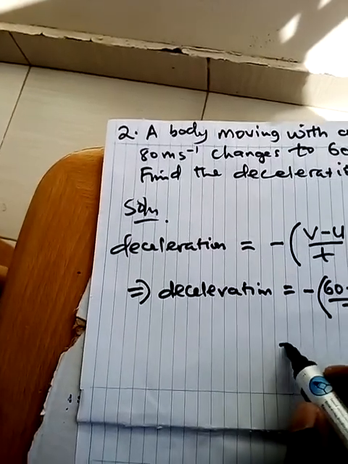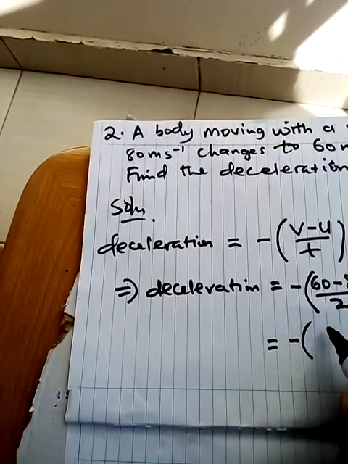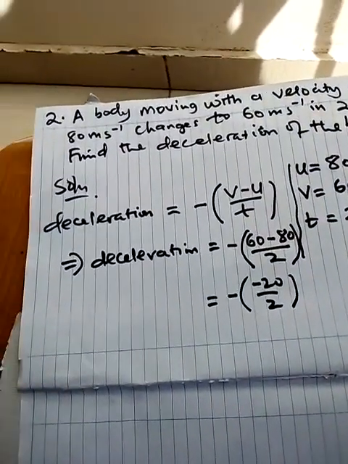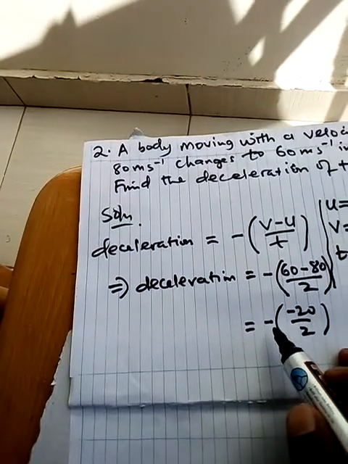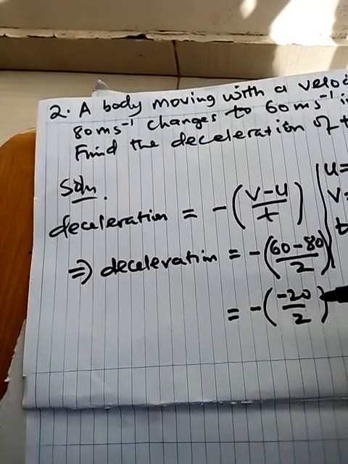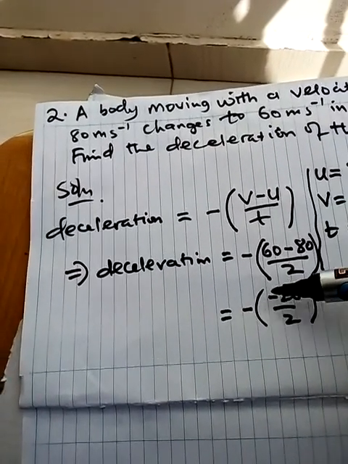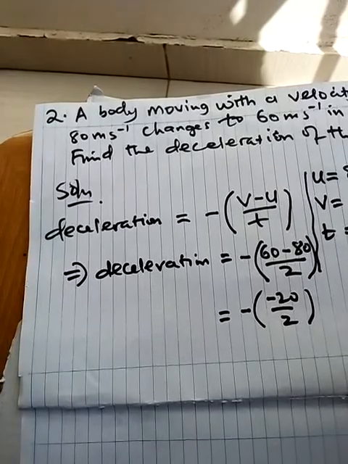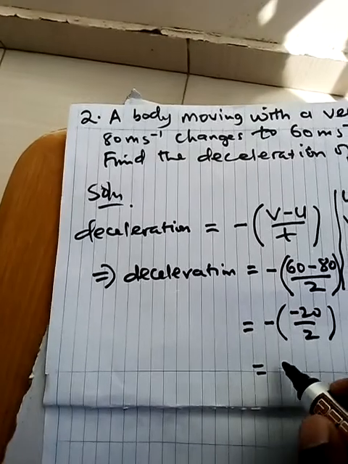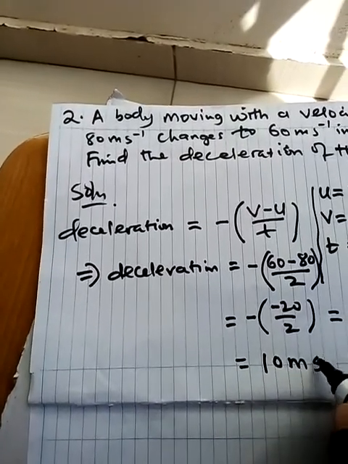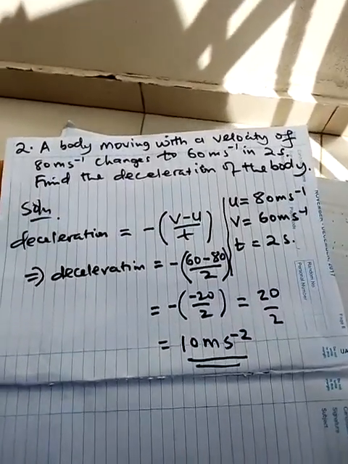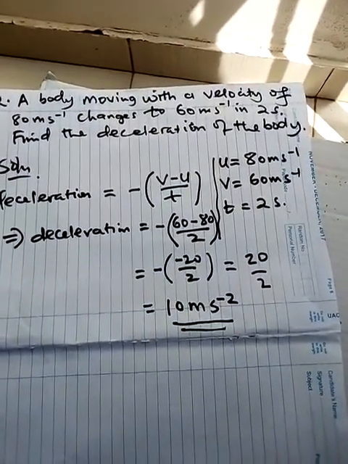What do you get here? This is the same as minus into minus 20 divided by 2. I think 60 minus 80, you get negative 20. When you open the brackets, this negative outside will affect negative inside, and it will be like getting negative 1 times negative 20 out of 2, so it becomes positive 20 out of 2. So eventually we get the answer as 10 meters per second squared. So that's how we get the deceleration of a body.